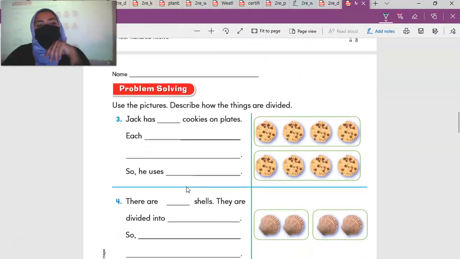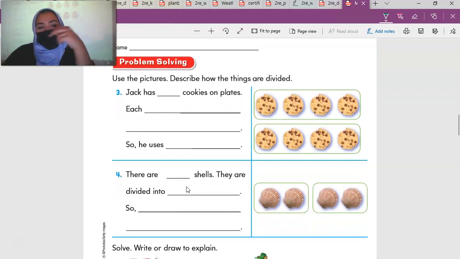All right. Use the picture to describe how things are divided. I'm going to give you a minute to try your best on 3 and 4, and then we're going to go over it. So if you get it wrong, you can fix it. But I need you to try. If you don't try, you're going to have a really hard time with the rest of the work. You can pause the video now.